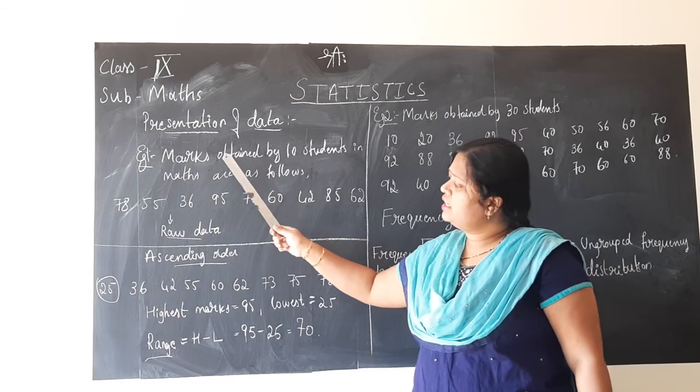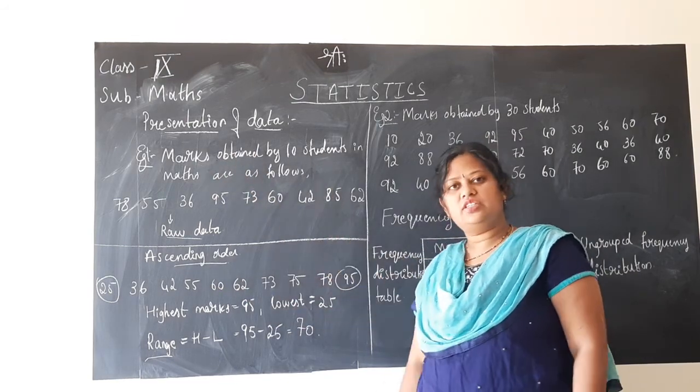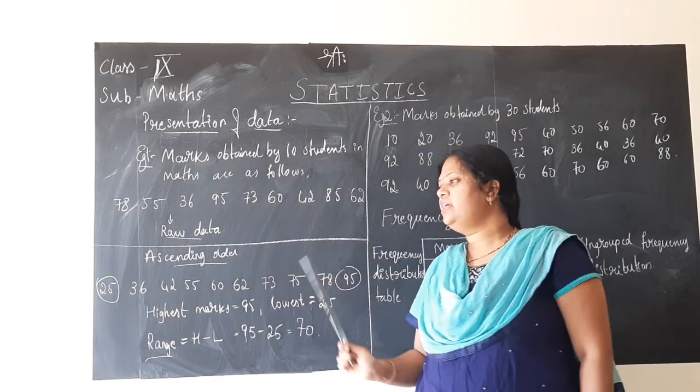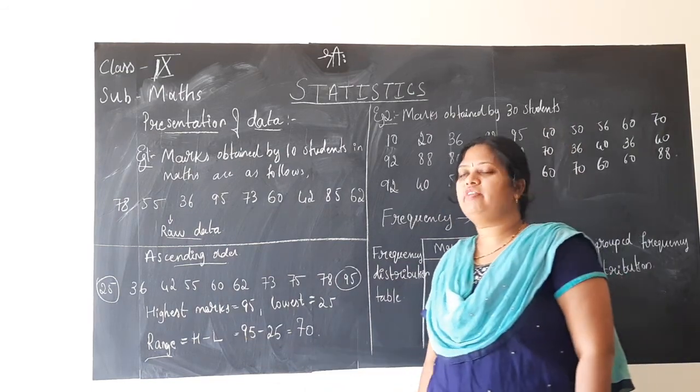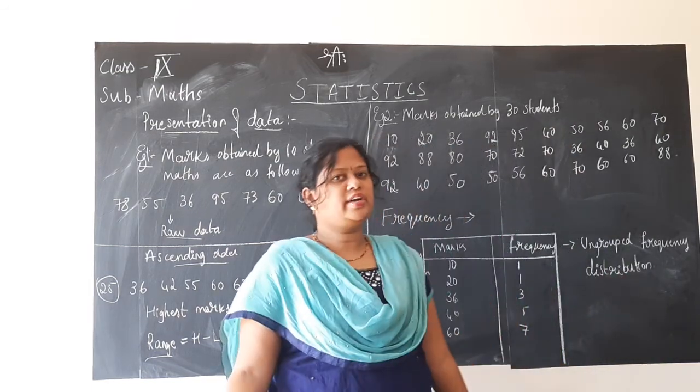If only 10 students are here, the marks obtained by 10 students, they said, then easily by writing them in ascending or descending order, we find out the highest and lowest score. That is, in turn, we find out the range.